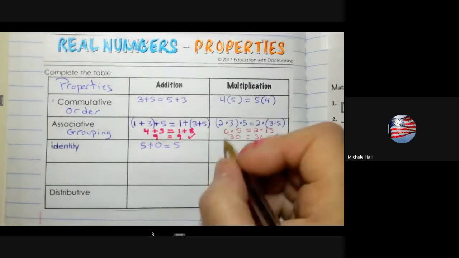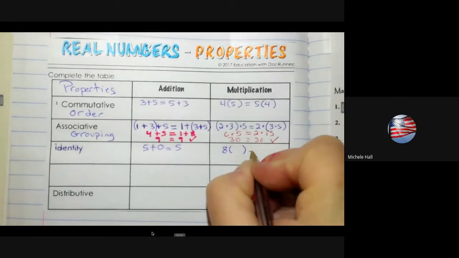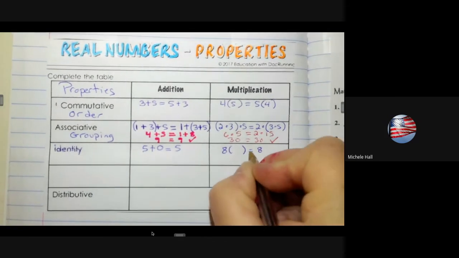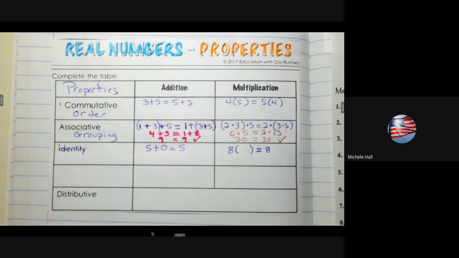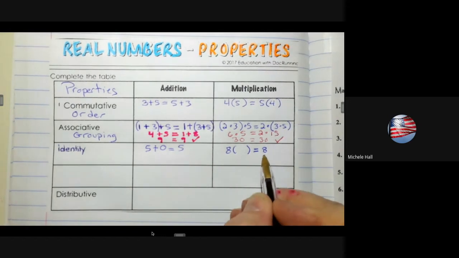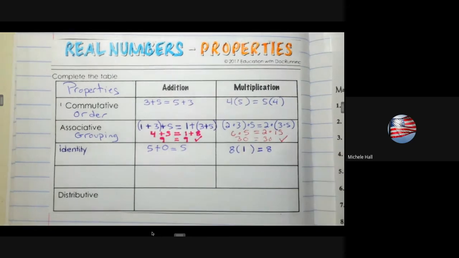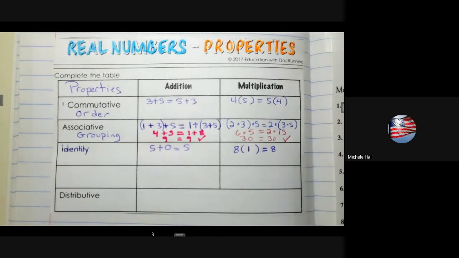How about multiplication? 8 times what is going to equal 8? When we're multiplying, we're not going to multiply by 0 because 8 times 0 would be 0. So 8 times what is going to give me back my 8 for the identity? 8 times 1 equals 8. So we have the identity property.